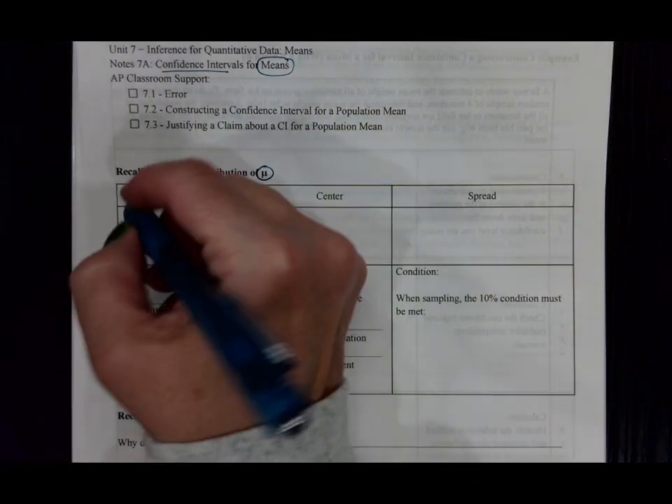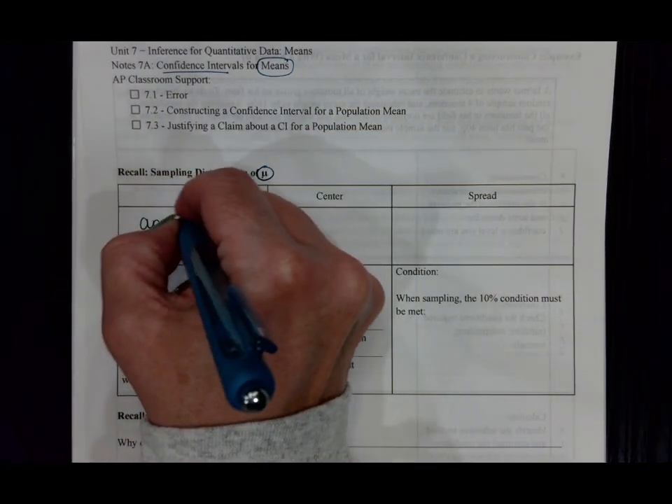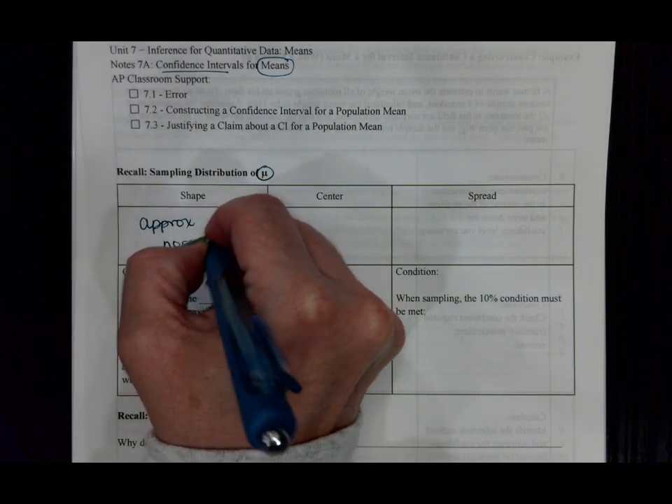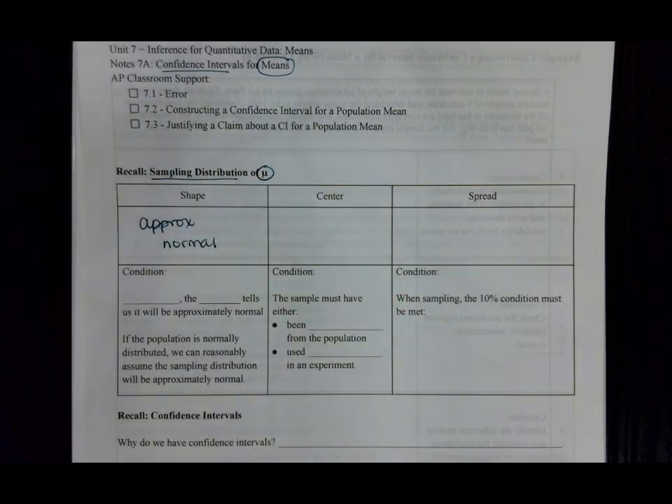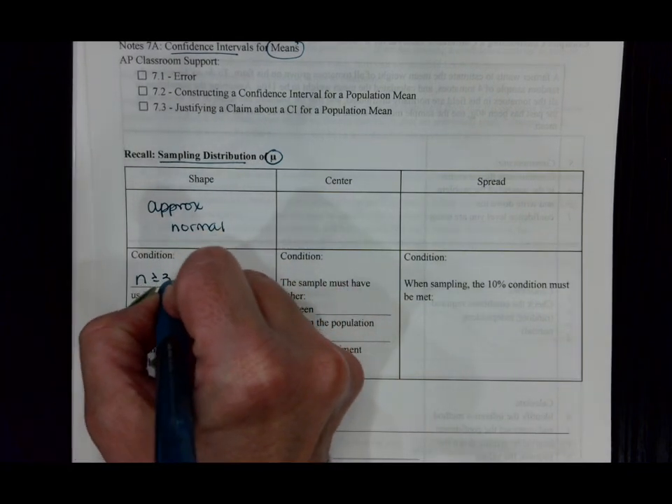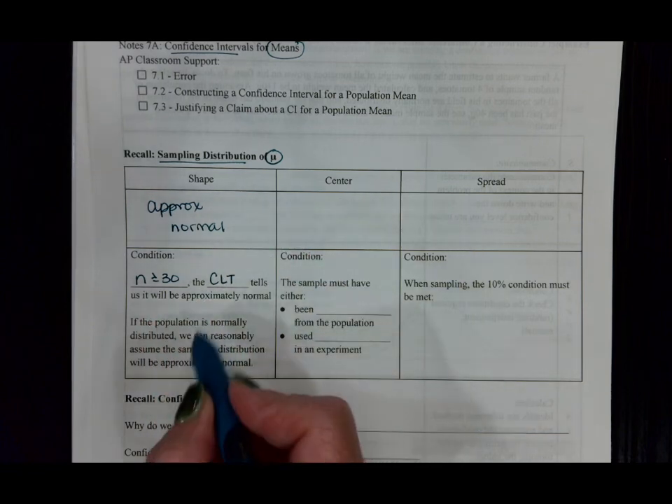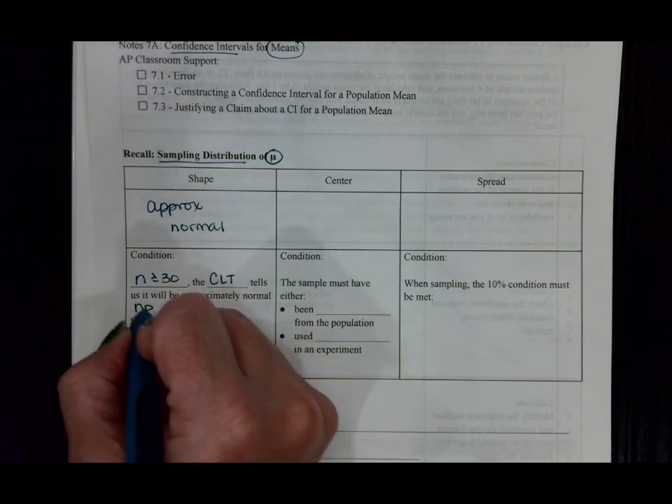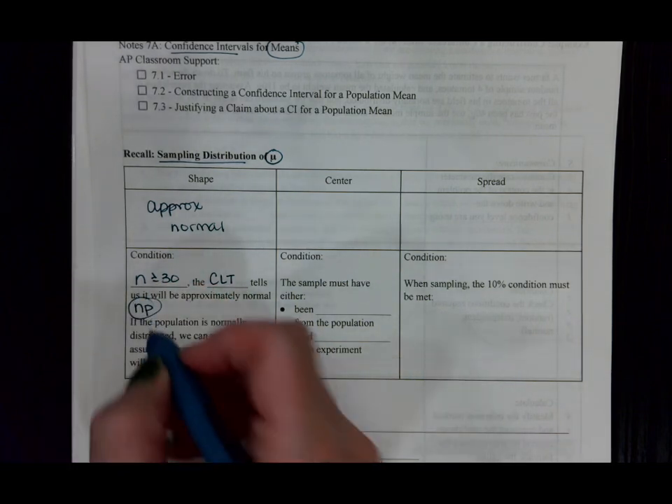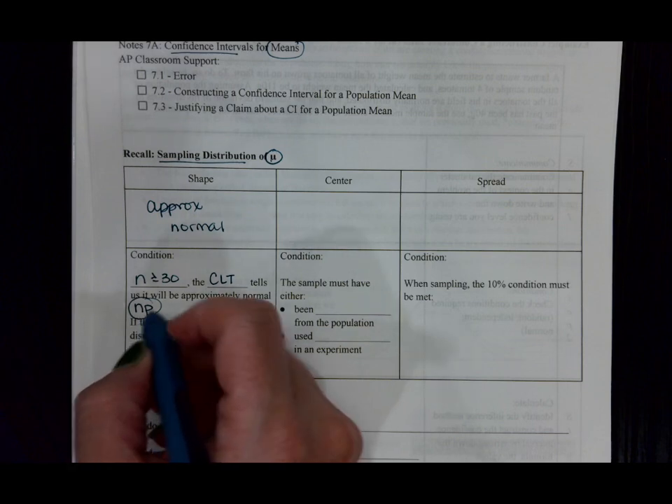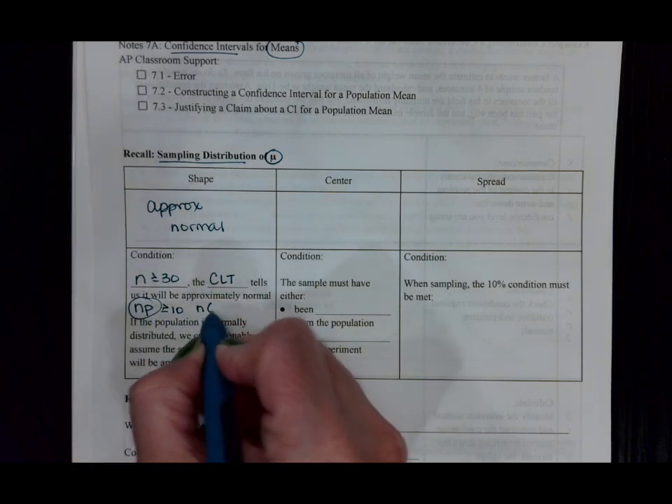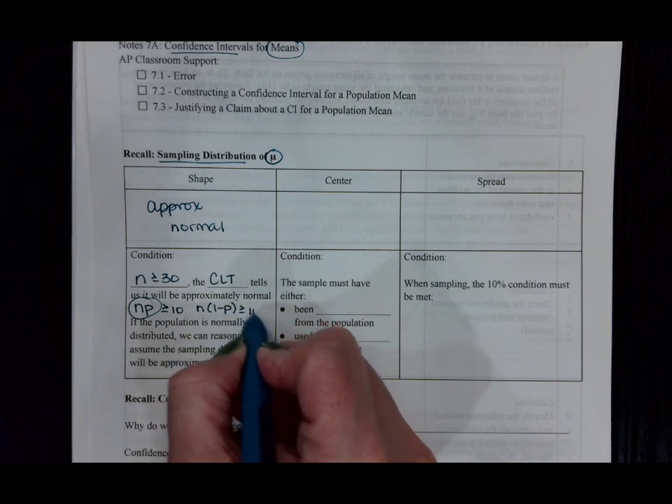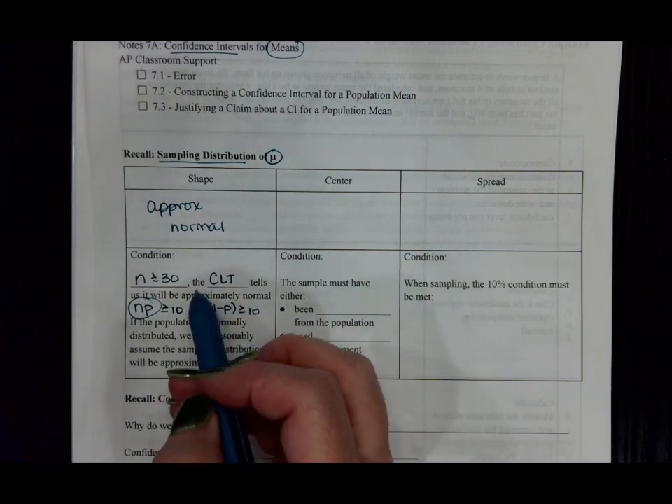So what do we know about the shape? Well, the shape is going to be approximately normal. And what I'm reviewing here is what we did when we were looking at our sampling distribution. It was approximately normal, and this happened when n is greater than or equal to 30, so our CLT. Now remember, with means, we look at this CLT, and we say that our large counts has to be greater than 30. If you have a proportion, then you would use np is greater than or equal to 10, and n times 1 minus p is greater than or equal to 10. So use this if you have it. If you don't have it, we use CLT.